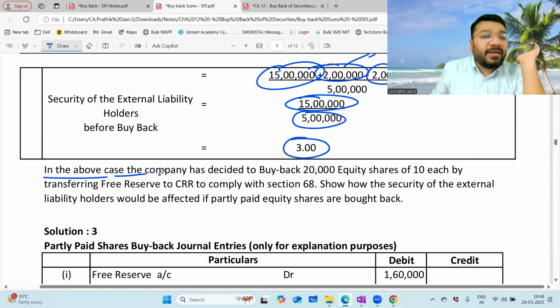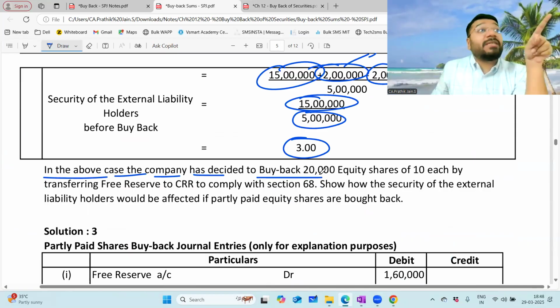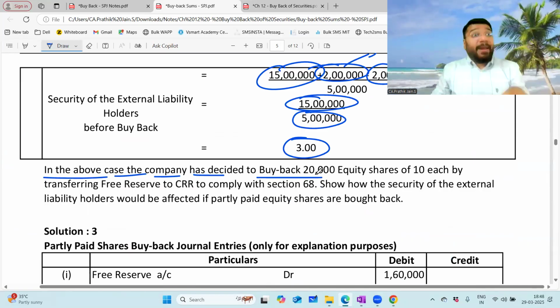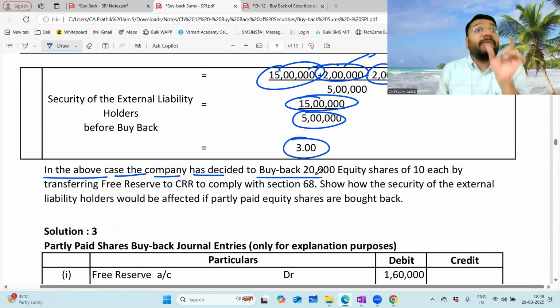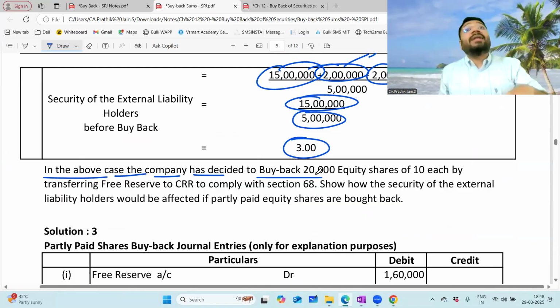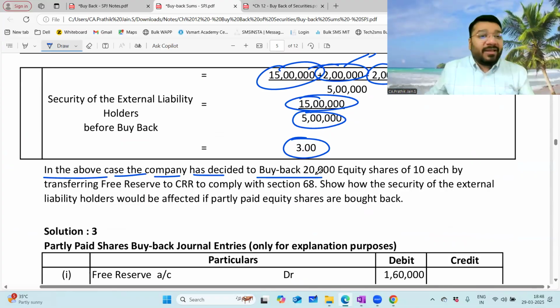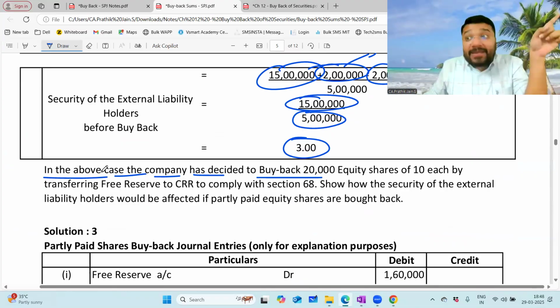In the above case, the company has decided to buy back. In the above case means what? When the shares are partly paid, at that time itself the buyback is happening. This is not allowed. But I want to make you understand that if the buyback is done for a partly paid share, what is the impact? On whom is it getting impacted? We have to assess it. Now I'm telling you the above case means the partly paid scenario.